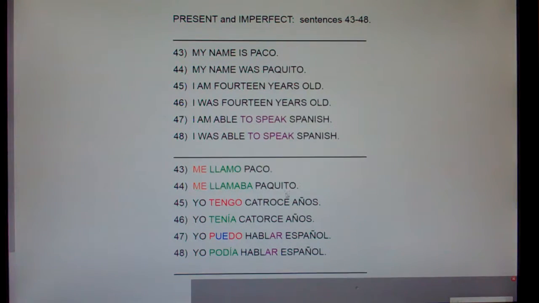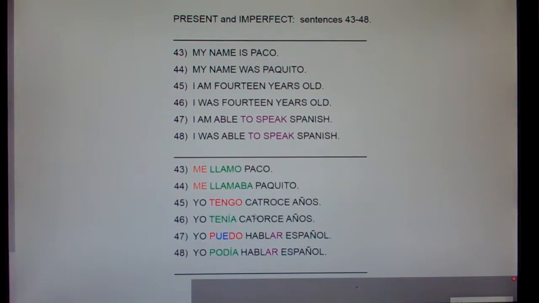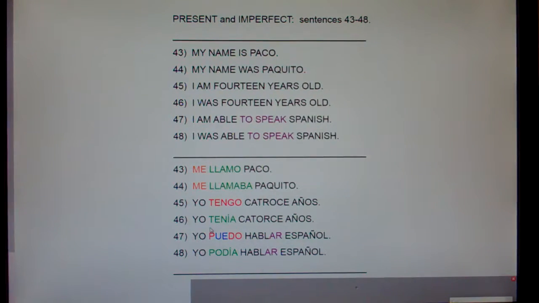Now, I am 14 years old. Yo tengo 14 años literally means I have 14 years. Now, ask yourself, what infinitive, what AR, ER, IR verb does tengo come from? It comes from tener. So I'd write down tener. What are the last 2 letters of tener? ER. So you're going to chop off the ER and add ia. Because remember, if it's an AR verb, you chop off the AR and add aba. ER, IR, it's ia. So literally, I had 14 years.